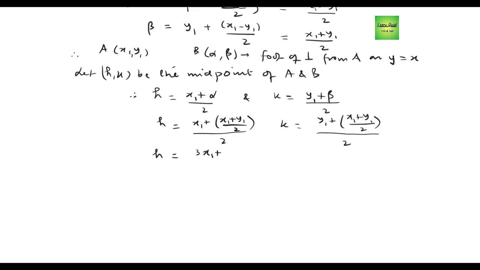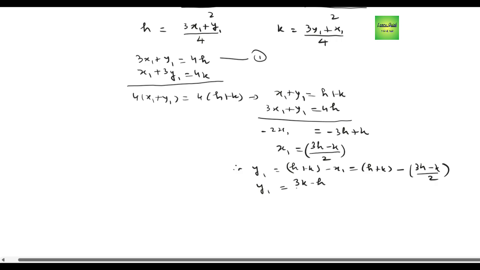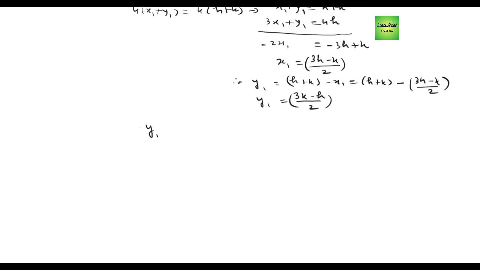We need to solve now these two for x1 and y1. So let's simplify these equations and write them as these two equations, and then we can add them up to get 4 times (x1 plus y1) is 4 times (h plus k), which means x1 plus y1 is equal to h plus k. And now we can solve for x1 and y1 in terms of h and k as x1 equals (3h minus k) by 2 and y1 equals (3k minus h) by 2.